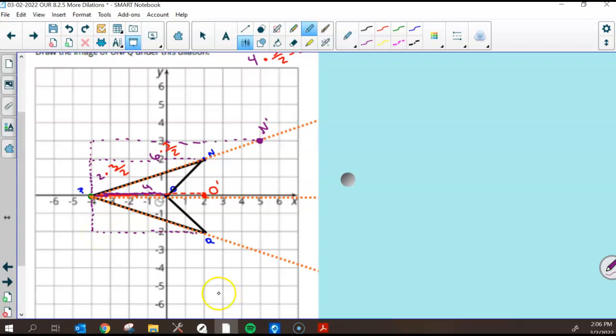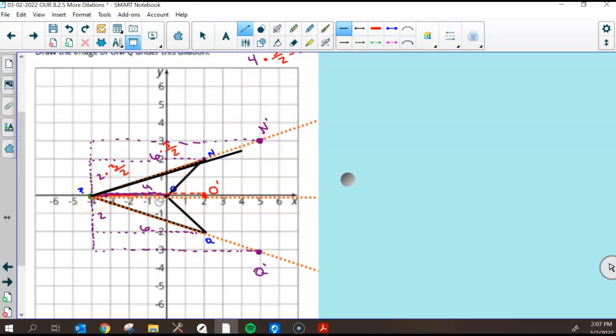P to Q is down 2, which I already know, multiplied by 3/2. That's going to be down 3. It's over 6, and instead of 6, 6 multiplied by 3/2 is over 9. Boom, right there. There's Q prime. Our new figure goes from P to N prime, to O prime, to Q prime, and back to P.